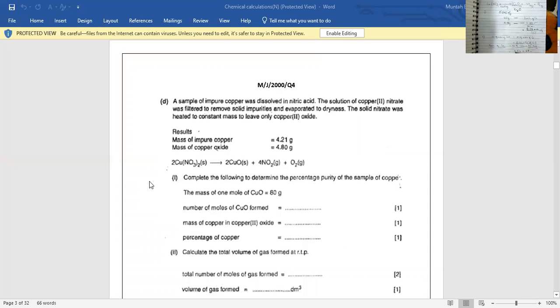So I used 0.06, which represents the number of moles of copper, and I multiply that by the molecular mass of copper, which is 64. You can see my working, right? When I multiply them, I get 3.84 grams as the mass of copper. This is the mass of pure copper, and I can even write it here, mass of pure copper. How do I know that this is pure copper?